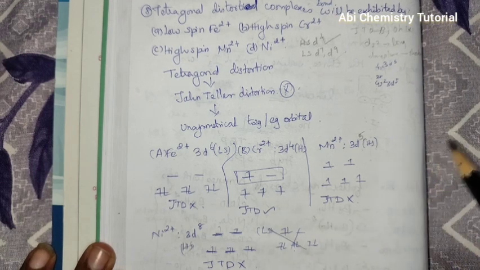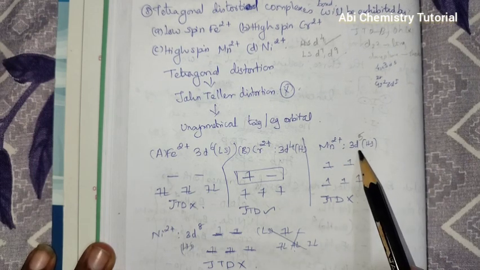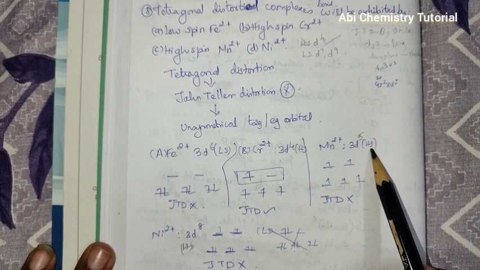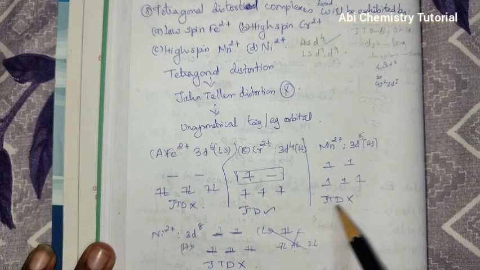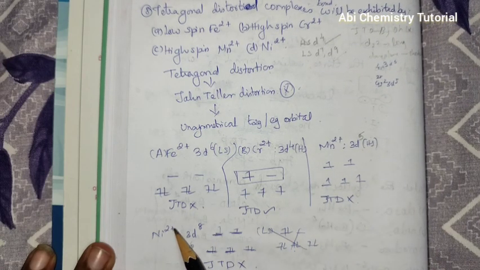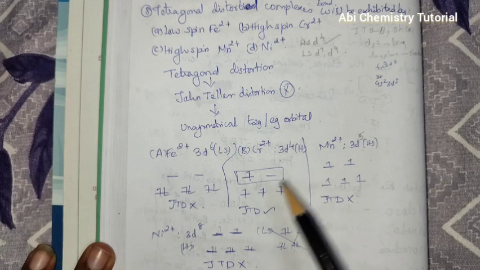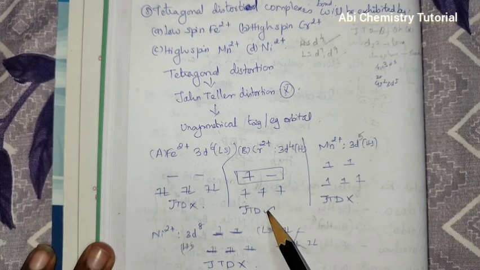We will see the other options also. Mn2 plus, that is 3d5 in high spin. There also there is no Jahn-Teller distortion. And Ni2 plus, that is 3d8. Here also there is no chance of Jahn-Teller distortion. So only option B is possible for Jahn-Teller distortion. So the answer is option B, high spin Cr2 plus.